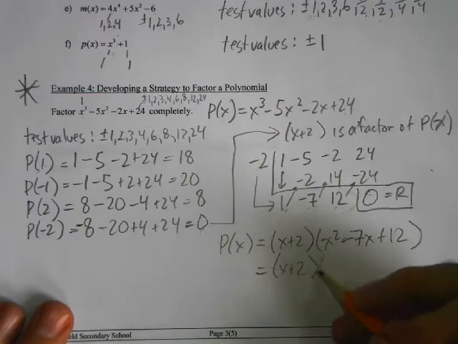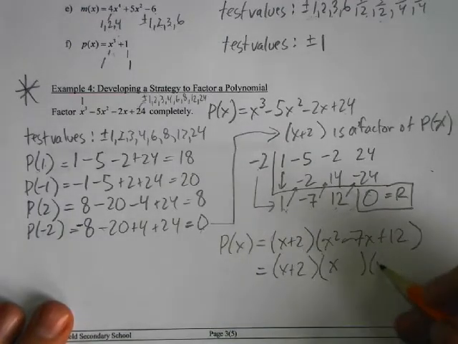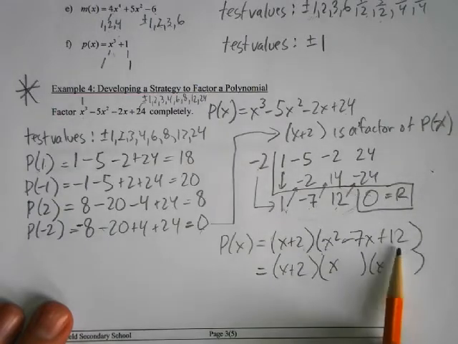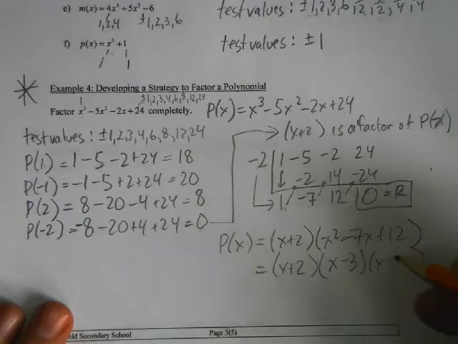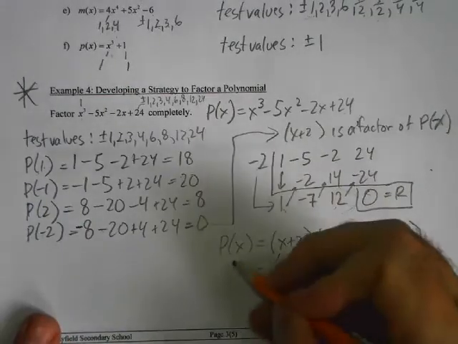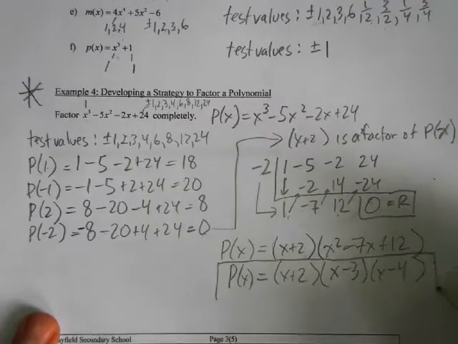So hopefully you remember, it's going to be 2 factors. We'll start with x, multiplies to positive 12, adds to negative 7. It's going to be negative 3 and negative 4. So there is your fully factored version of the cubic.